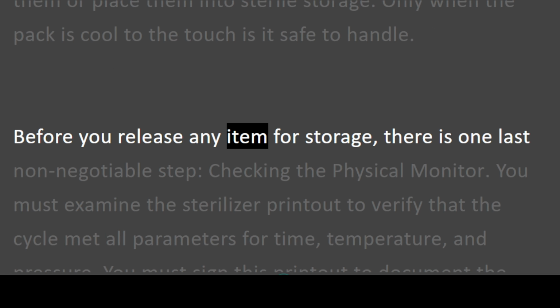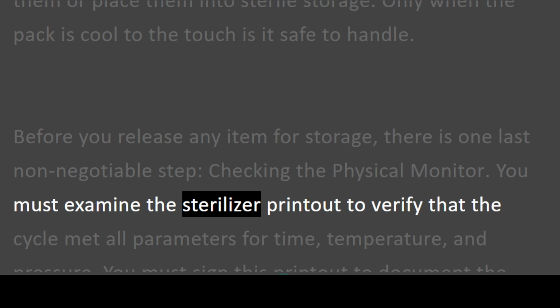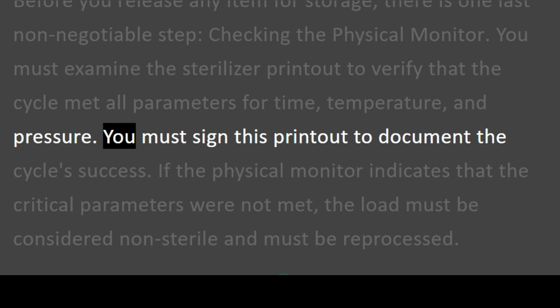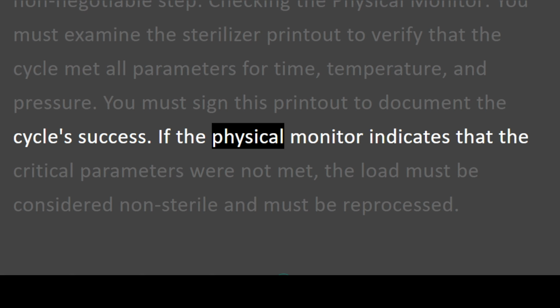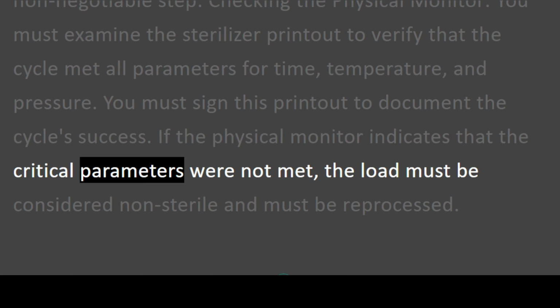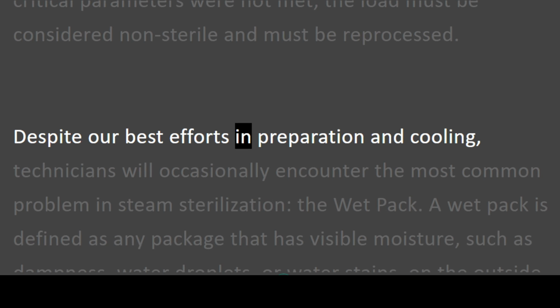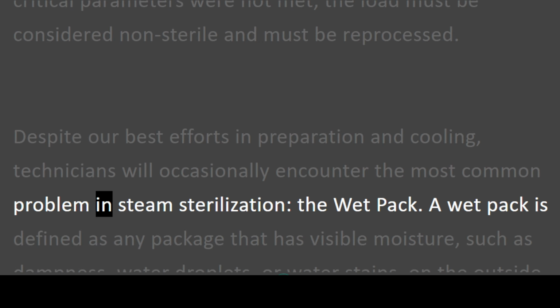Before you release any item for storage, there is one last non-negotiable step: checking the physical monitor. You must examine the sterilizer printout to verify that the cycle met all parameters for time, temperature, and pressure. You must sign this printout to document the cycle's success. If the physical monitor indicates that the critical parameters were not met, the load must be considered non-sterile and must be reprocessed.